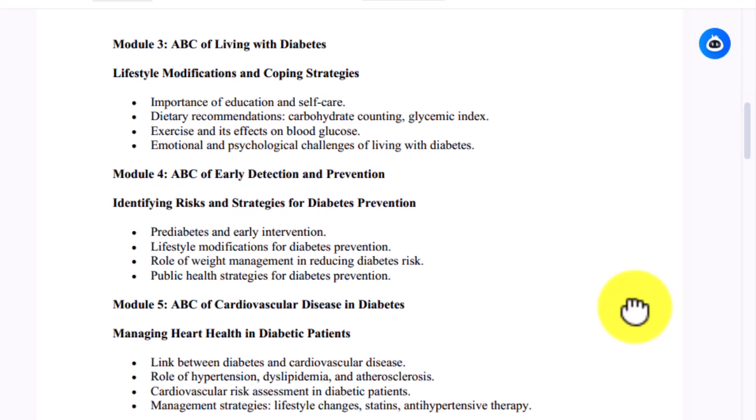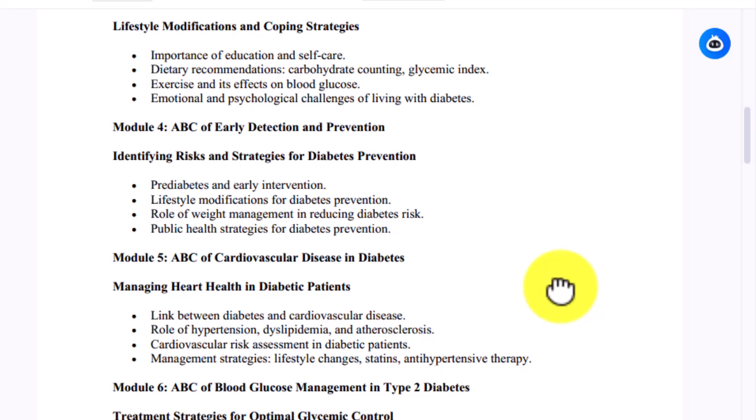prediabetes and the early intervention, lifestyle modification for diabetes prevention, role of weight management in reducing diabetes risk, public health strategies for diabetes prevention.